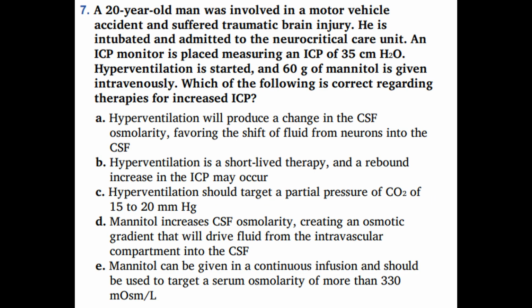We've said our answer is option B. Hyperventilation is a short-lived therapy and a rebound increase in ICP may occur. Why are other options wrong? Option A is wrong because hyperventilation affects CO2 and not CSF osmolarity. Option C is wrong because CO2 targets should be approximately 30 millimeters of mercury and not as low as 15 to 20 millimeters of mercury. Too low can cause dangerous vasoconstriction.